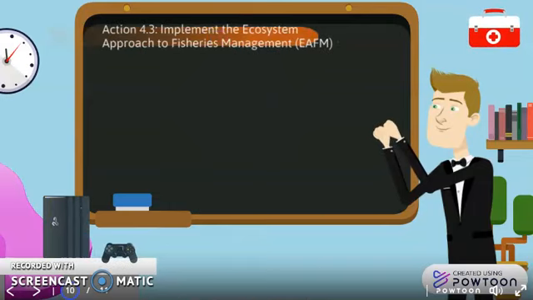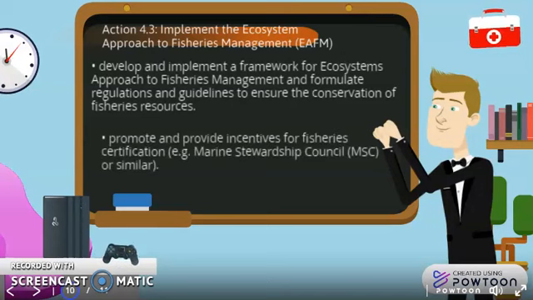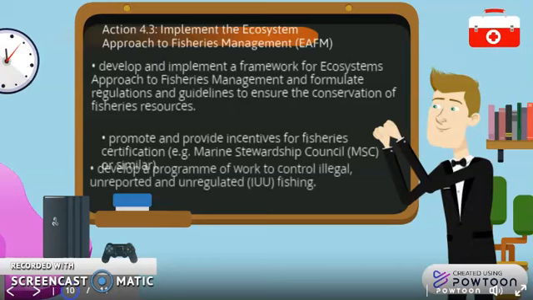Action 4.3. Implement the ecosystem approach to fishery management, EAFM. Develop and implement a framework for ecosystem approach to fishery management and formulate regulation and guidelines to ensure the conservation of fisheries resources. Promote and provide incentive for fishery certification, for example, Marine Stewardship Council, MSC. Develop a program to control illegal, unreported, and unregulated, IUU, fishing.